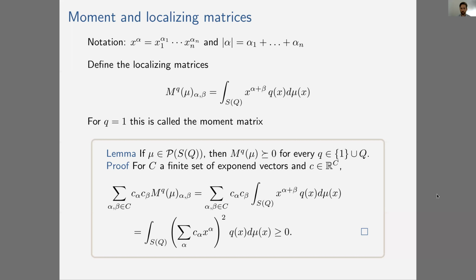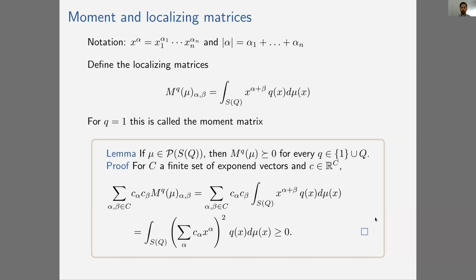So we apply the definition, we replace this M_q of mu alpha beta entry by this integral. And then there's a summation and an integral, which usually means that you need to exchange these. So we get the integral of the summation, and then we can form a square here in the integrand. And on this set S_q, this measure q of x times d mu of x is a non-negative measure, and of course the square is non-negative, so we get a non-negative answer here. So this is indeed positive semi-definite.